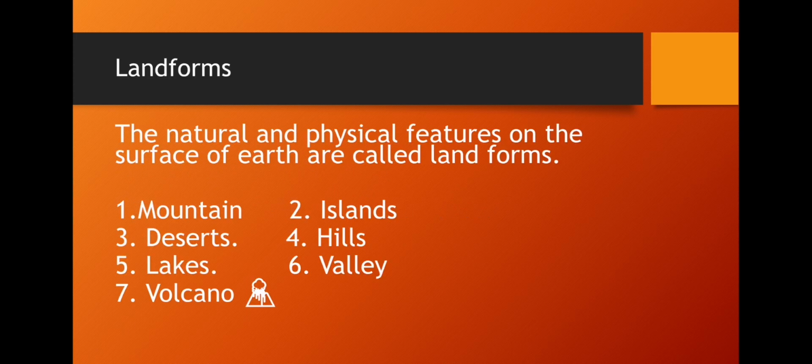When we look at the earth, we see different features. Somewhere there are mountains, somewhere there are lakes, deserts, islands, etc. All these features are called landforms. All the natural and physical features on the surface of the earth are called landforms. These are examples of landforms below: mountains, islands, deserts, hills, lakes, valleys and volcanoes.